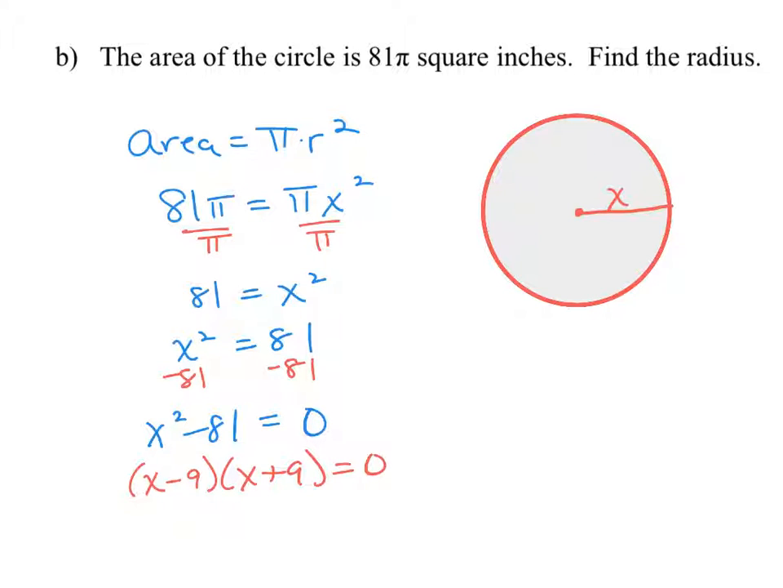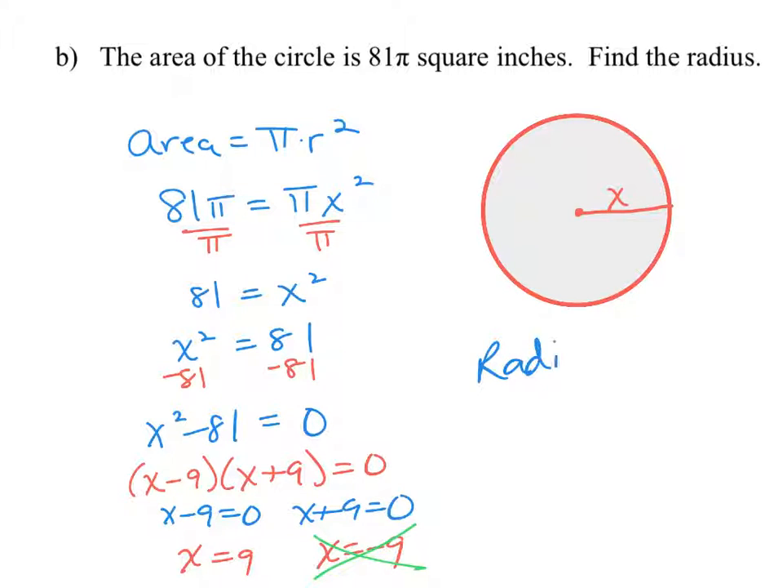Now we can use the zero factor property and set x minus 9 is equal to 0 and x plus 9 is equal to 0. And solving each of those, we have x equals 9 and x equals negative 9. Now the negative is not going to make sense for this particular problem since the x is the length of the radius and the length is not measured in negative units. So we can say that the length of the radius is 9. We want to make sure we use the right units, inches, since our original problem was that the area of the circle is 81 pi square inches. So the radius is 9 inches.